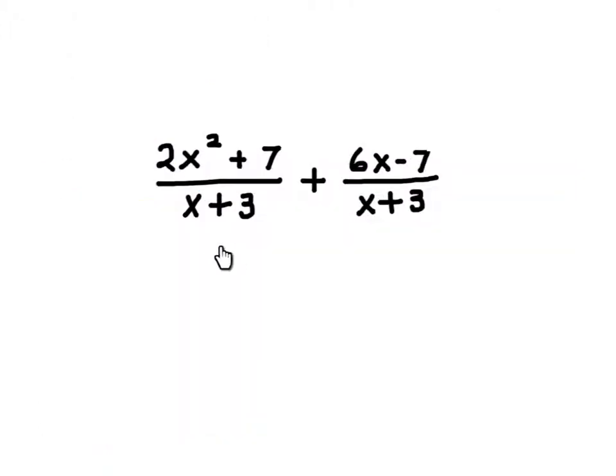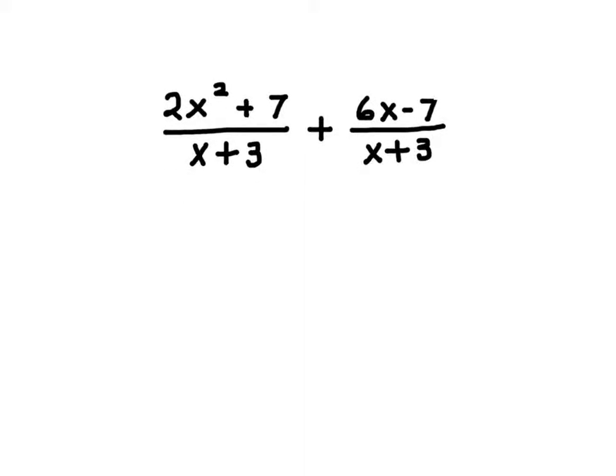Here we have another example of adding two rational expressions. Notice that they have the same denominator. So their common denominator is x plus 3. Let's add them up. So let me move this up a little bit.